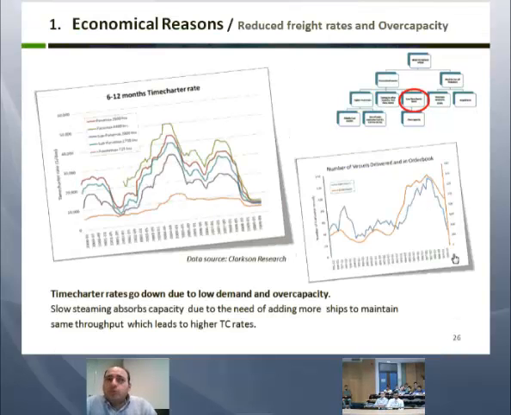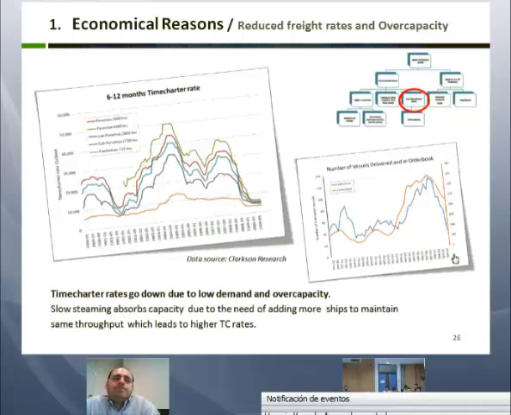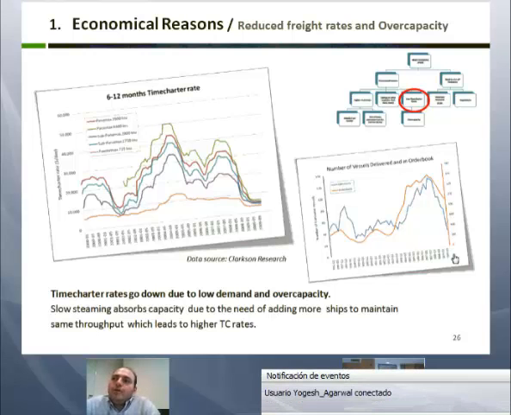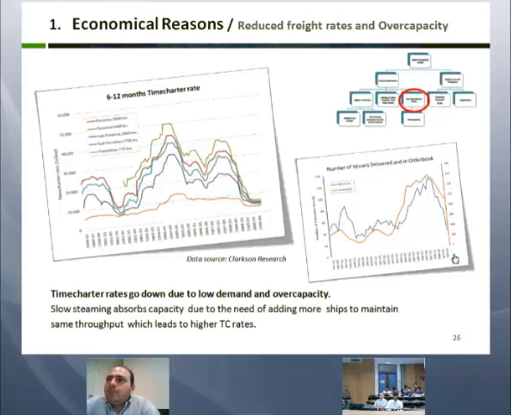Another factor that pushes owners and charterers to reduce speed is the reduced freight rates and the overcapacity, the oversupply of vessels. You probably know that many owners were building vessels in the past few years. Now they are not building that much, and we have a huge amount of tonnage going into the market.